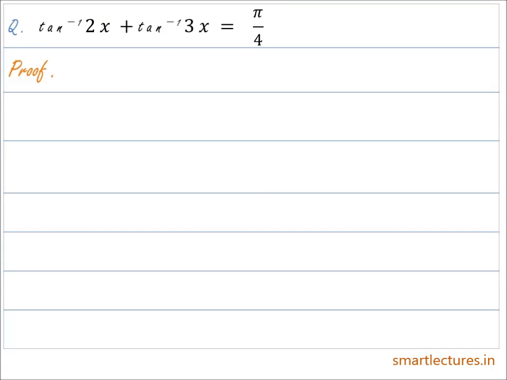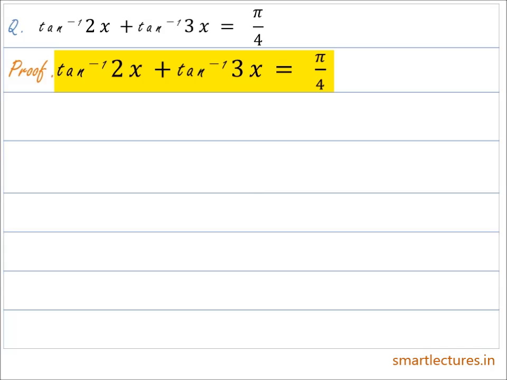And the next question is, solve the following equation. Tan inverse 2x plus tan inverse 3x is equal to pi upon 4. Now here we have tan inverse 2x plus tan inverse 3x equal to pi upon 4.